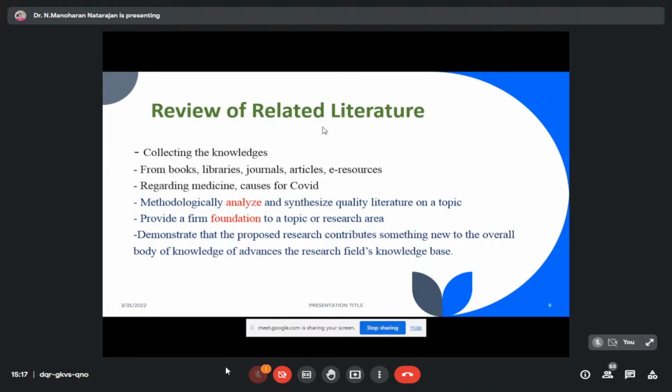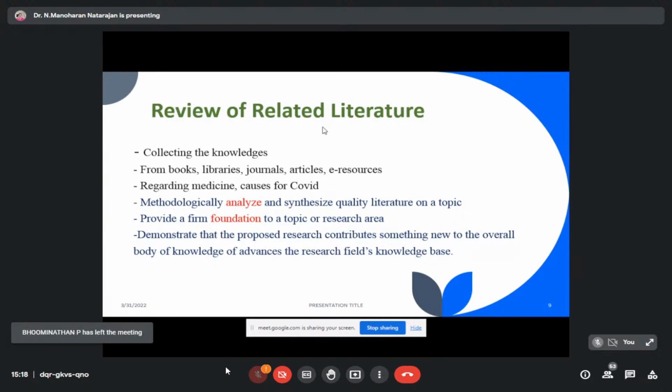Already the knowledge will be there in the mode of books or in the libraries. In a collection of books, we can get it, and journals. So many journals are there related to medicine or COVID. We can go with those journals and search for that. Next one, there are numerous articles and e-sources available. From this we can have an idea.